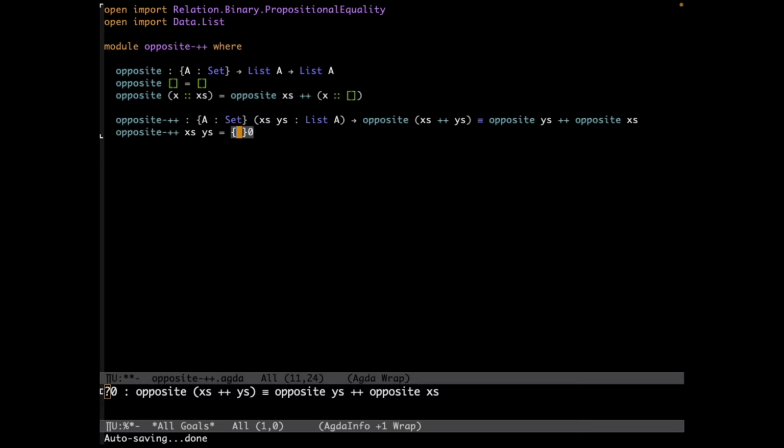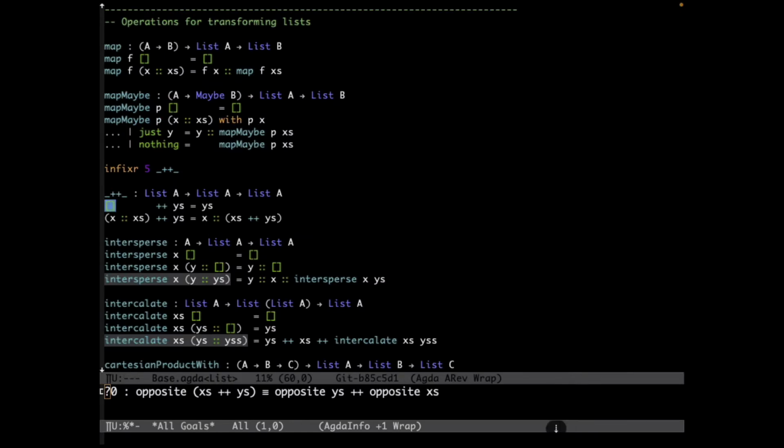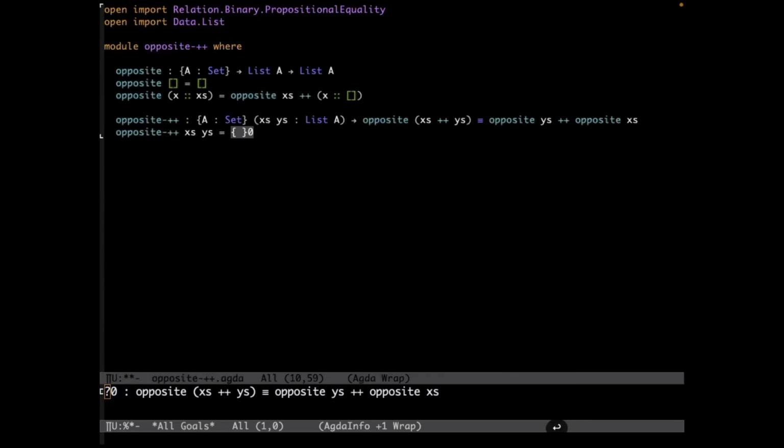For instance, if I want this thing here to compute, I would need to look at the definition of plus plus, and the definition of plus plus recurses on the first argument. You see? It recurses on the first argument. So if I want that thing inside to calculate, it better be the case that I'm doing induction on the first argument as well, because otherwise it just won't compute. That's one option. But there's another option, which is that maybe if I do induction on the second argument, then maybe this one will compute nicer.